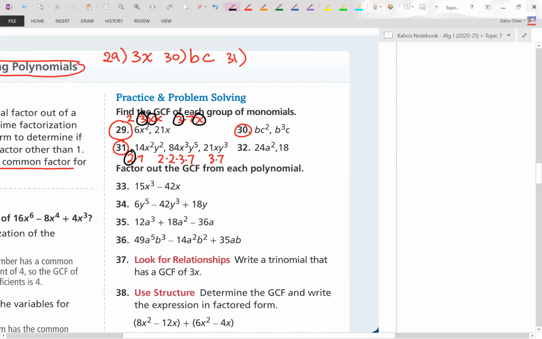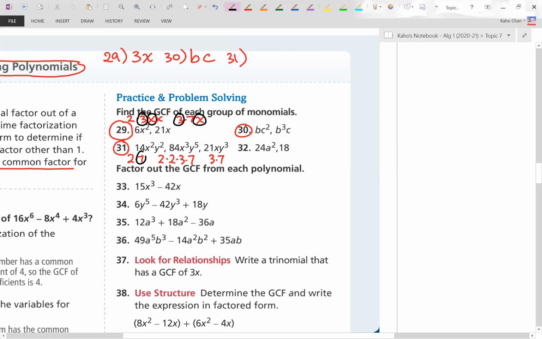We have a 2. Oh, we don't have a 2. My bad. Misspoke there. The only thing in common are the 7s. So that's the coefficient that you can pull out. And let's see, does every term have an x? Yep. The lowest x is 1. And does everyone have a y? Yes. The lowest y is squared. So I can pull out y squared from all 3 terms there. Yay. There's my GCF for number 31.